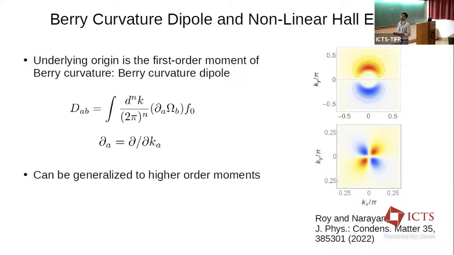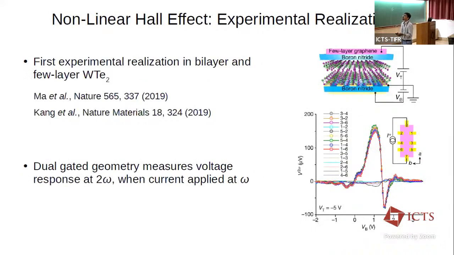And then one can generalize this to higher order moments. You can take second derivative, third derivative, and so on. You can get a quadrupole, octupole, etc. Okay. So it turns out that the experimental demonstration was actually not very far behind. Within about 4 or 5 years, this was first experimentally seen in few layer and bilayer WTe2 by the MIT and Cornell groups in these two papers, which appeared more or less simultaneously.